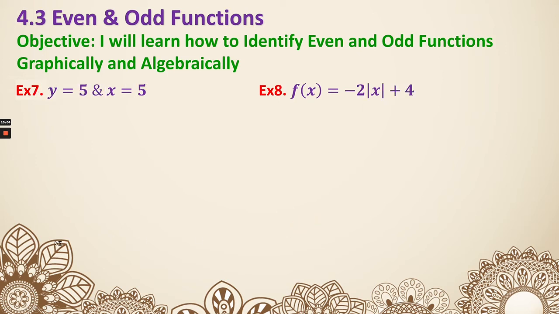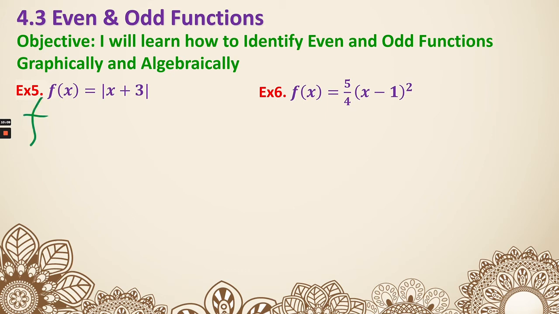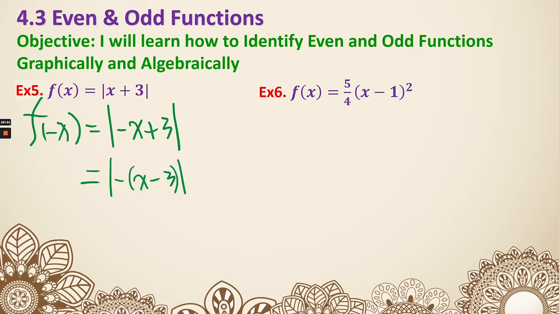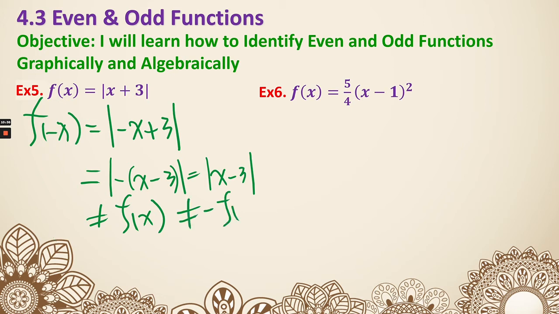Example 5. So we're going to replace x with negative x, and get the absolute value of negative x plus 3. So think about it. If we take out that negative sign and try to make it a positive, that's going to be negative, then x minus 3. So even if we take out the negative sign, because it's absolute value, we can get x minus 3, which is not the same as x plus 3, or the opposite. This is not the same as f of x, and also not the same as negative f of x. So that means it is neither.